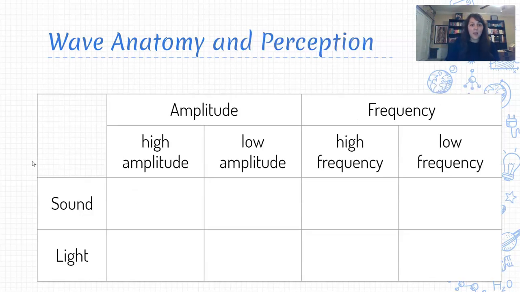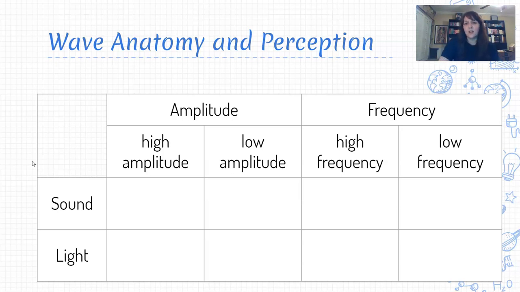Okay. Now, it turns out that we have evolved in such a way that we're really good at picking up on some of these parameters of waves without even having to directly measure. Like, we just are attuned to some of those differences. So let's talk about that a little bit before we wrap this up. So sound waves, we are able to discern the amplitude of a sound wave, whether it is a high amplitude sound wave or a low amplitude sound wave. How do you think we are able to discern that difference?